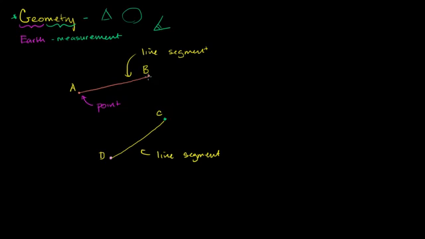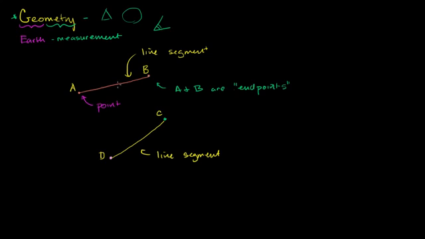But A and B are also the endpoints of these line segments, because it starts and ends at A and B. So let me write this. A and B are endpoints. Another definition right over here. Once again, we could have called them aardvarks or armadillos, but we as mathematicians decide to call them endpoints because that seems to be a good name for it.